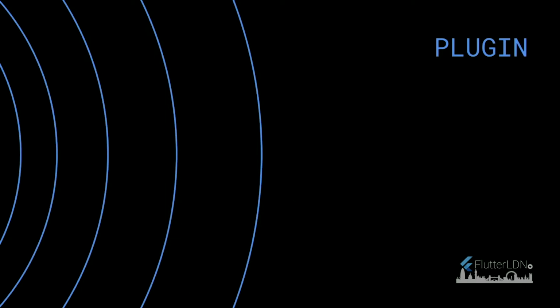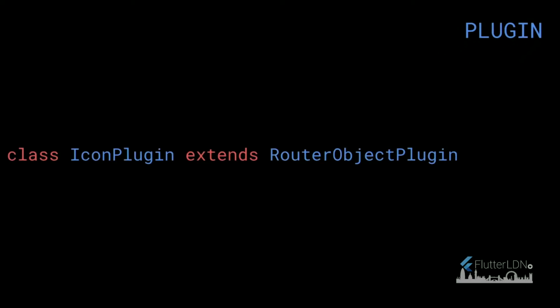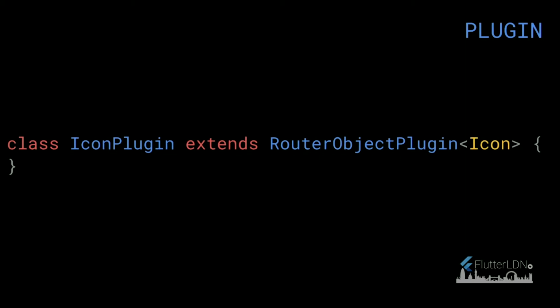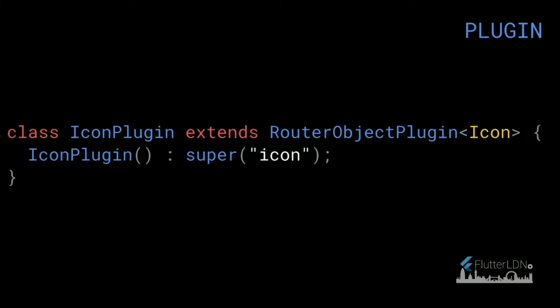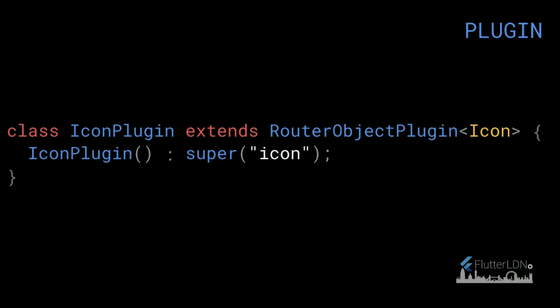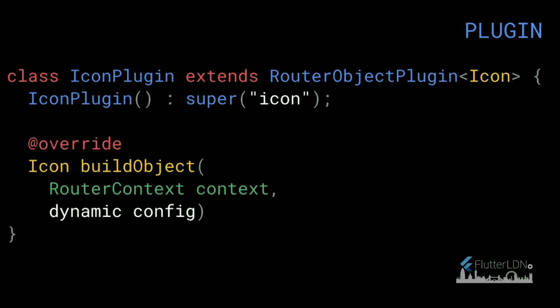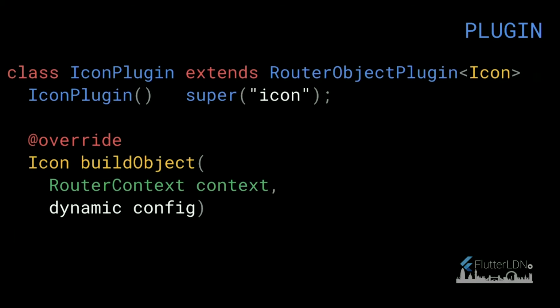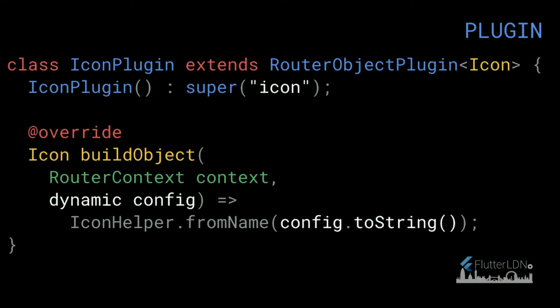And now let's see how you could write one of these plugins. You start by extending a router object plugin. You specify what type it is, which node it should handle, and override the build object method where you have to provide an instance of that icon. And the thing we're getting as an argument, dynamic config, in our case is a string, so we can use some helper method that will return an instance of an icon.